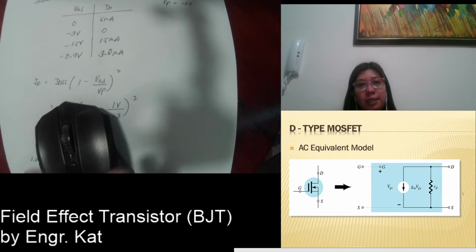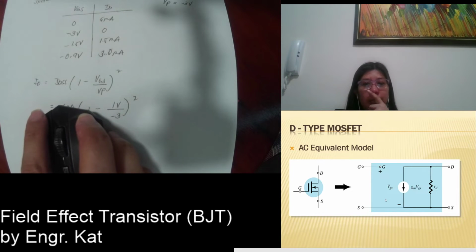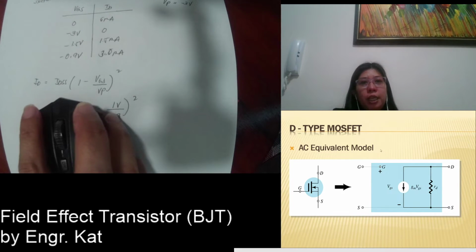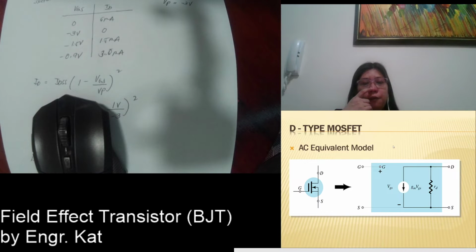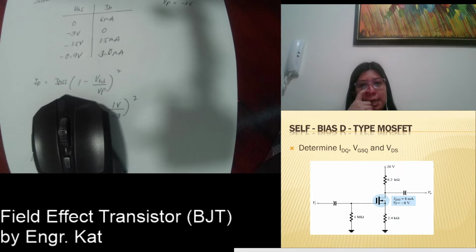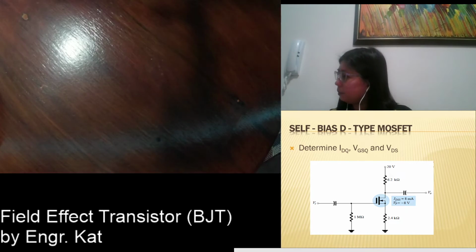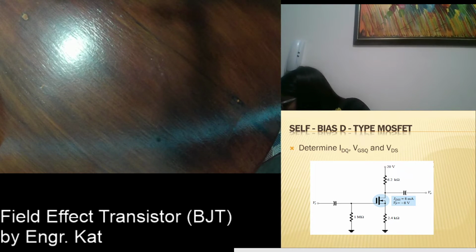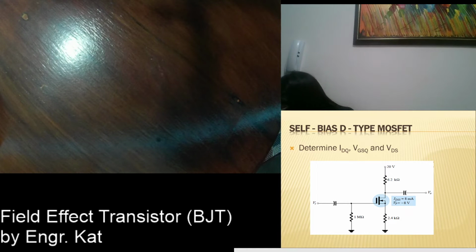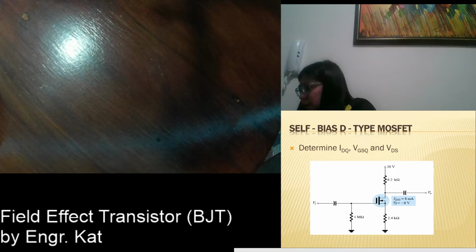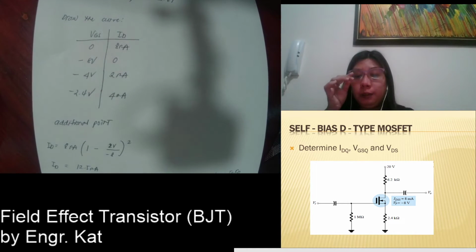Okay, so this is the AC equivalent model, just the same. The AC equivalent model for JFET and D-type MOSFET are just the same because technically they make use of the same formula. Okay? So for a self-bias D MOSFET, it's the same.